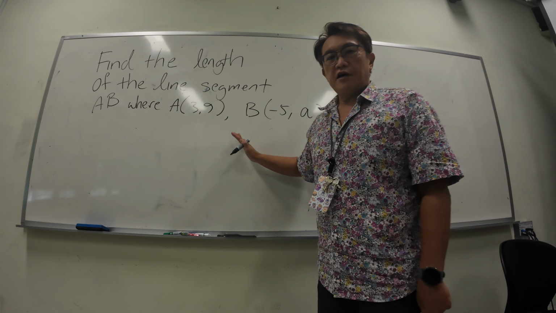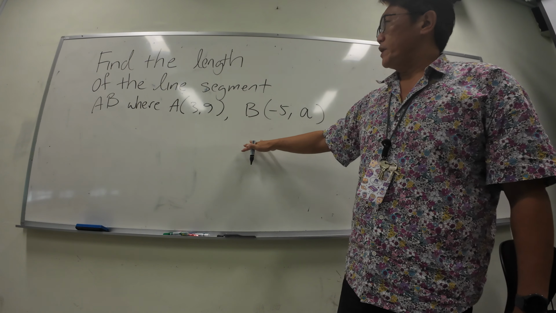Okay, recently you all have been doing the length of line segment, where you are given 2 points and have to find the length. So for example, in this question, we want to find the length of the line segment connecting A and B. The A coordinates are 3, 9, and B coordinates are -5, 8.